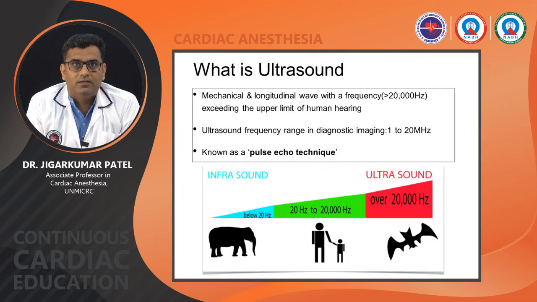Now, ultrasound is a mechanical and longitudinal sound wave with frequency more than 20,000 Hertz, which exceeds the upper limit of human hearing. There is a chart which shows the hearing range is 20 to 20,000 Hertz, and more than 20,000 Hertz is called ultrasound. Certain animals like bats use it for navigation purposes, and sound below 20 Hertz is called infrasound. Animals like elephants use infrasound for navigation purposes.